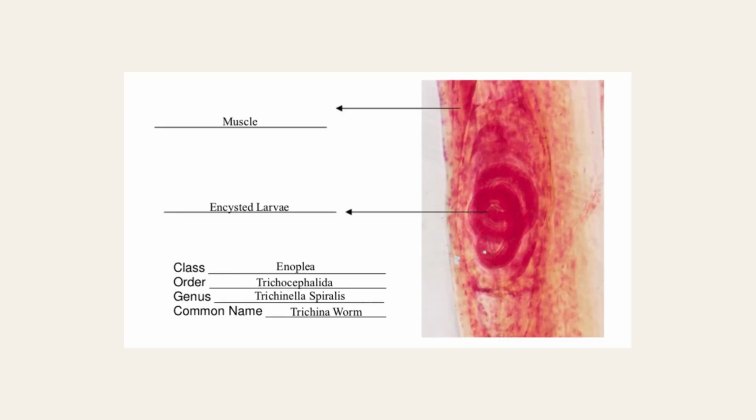Next we have is Trichinella spiralis. It belongs to the class Enoplea and is under order Trichocephalida. It is from the genus Trichinella and is commonly termed as trichina worm. As we can see, the encysted larvae are embedded in the muscle. The larvae appear as small, spirally coiled worms in the striated muscle.